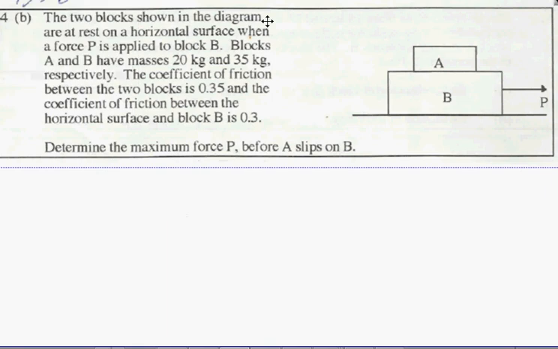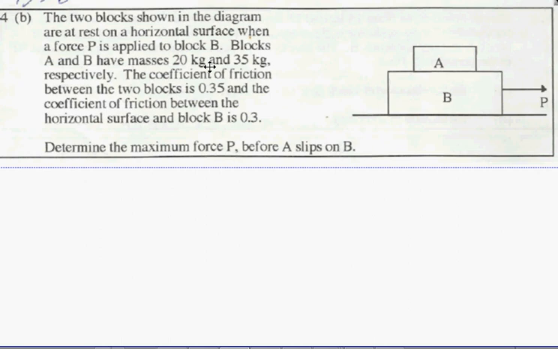Two blocks shown on the diagram are at rest on a horizontal surface when a force P is applied to block B. Blocks A and B have masses of 20 kilograms and 35 kilograms respectively. The coefficient of friction between the two blocks is 0.35, and the coefficient between the horizontal surface and block B is 0.3. Determine the maximum force P before A slips on B.